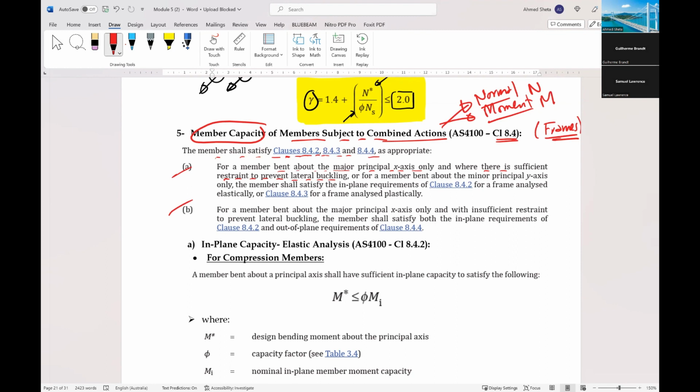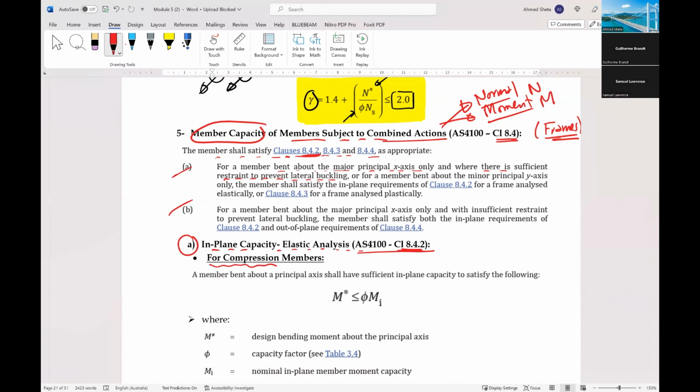But the main one we need is 8.4.2. This is in-plane capacity. Each one of them is for a case coming. One is in-plane elastic analysis, one is out-of-plane elastic analysis, and so on. So you can decide which one is appropriate. But for our case, we have in-plane capacity for elastic analysis.